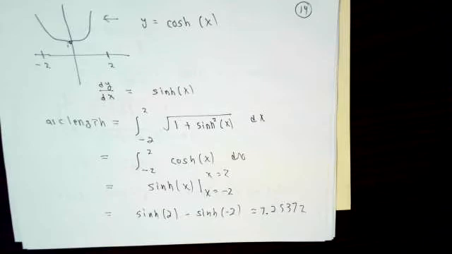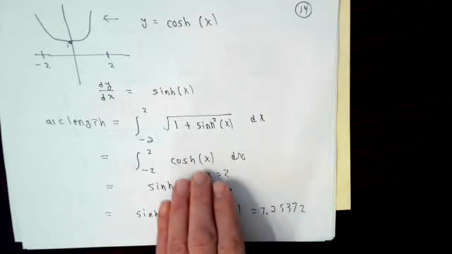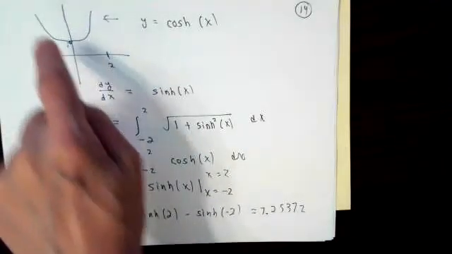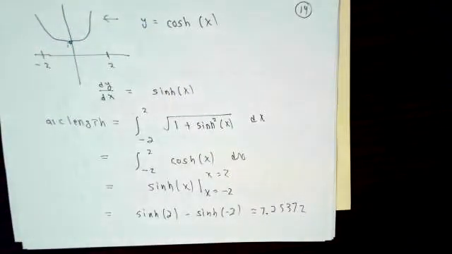The hyperbolic cosine is always positive, so the square root of hyperbolic cosine squared is hyperbolic cosine of x, integrated with respect to x. An antiderivative for the hyperbolic cosine is the hyperbolic sine, and I have to evaluate that at -2 and 2 and subtract. And doing this on my calculator, I find out that the length of this arc is about 7.25372.